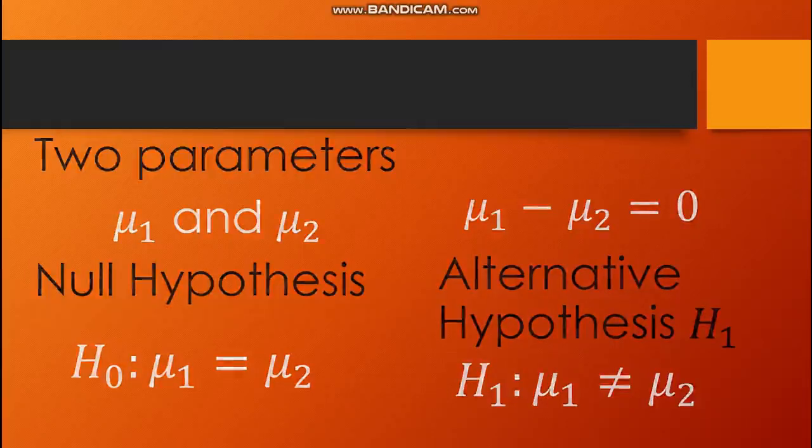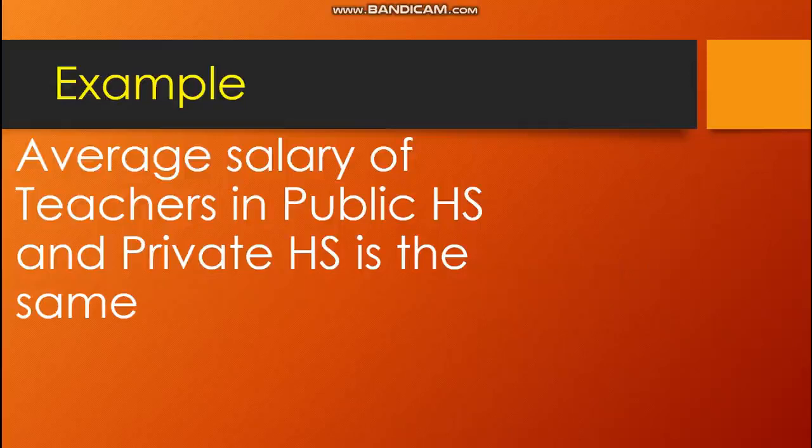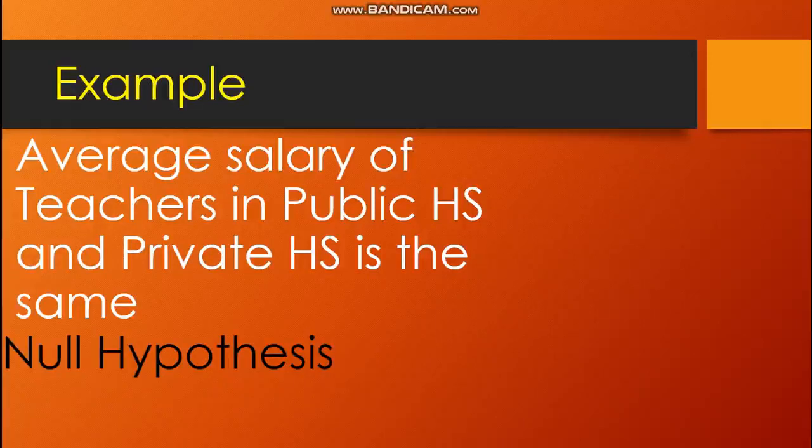For example, let's say the average salary of teachers in public high school and private high school is the same. So ito yung claim about the population. So therefore, the null hypothesis is H sub 0, mu sub 1 equal to mu sub 2. Wherein mu sub 1 natin, ito yung average salary of teachers in public high school, at yung mu sub 2 natin, average salary of teachers in private high school. So null hypothesis, there is no difference between their average salary, mu sub 1 equal to mu sub 2.